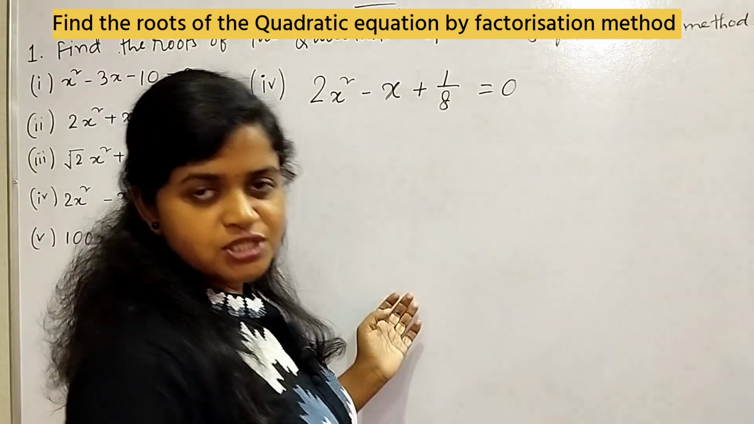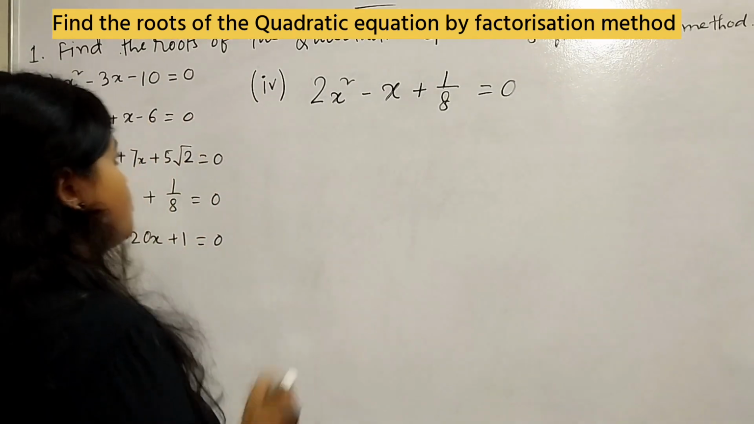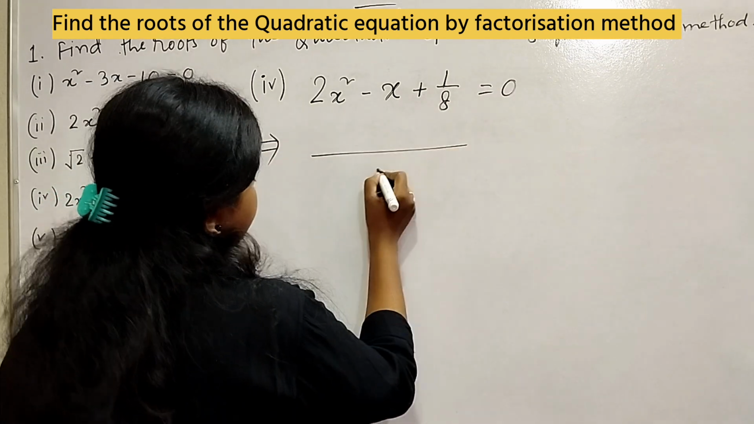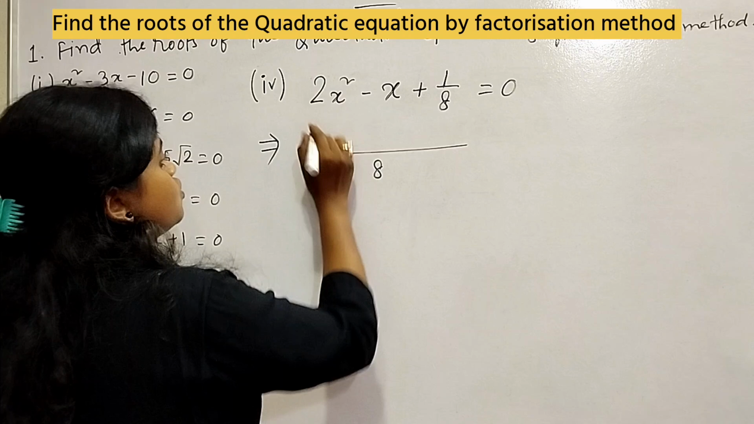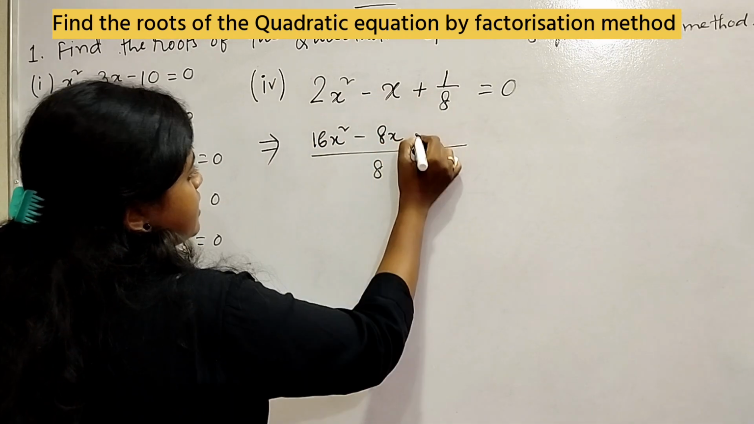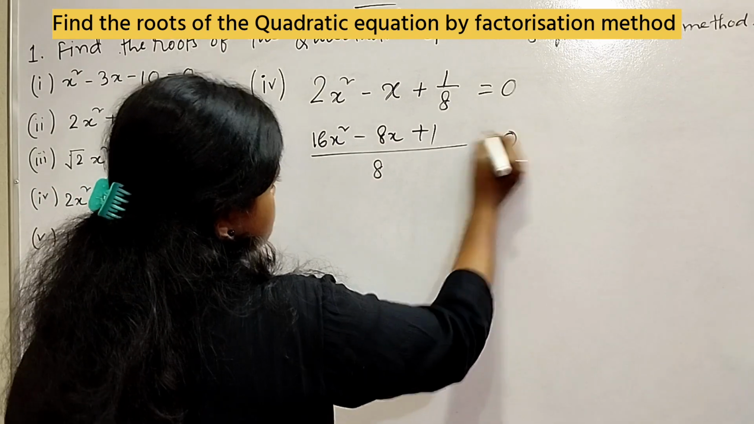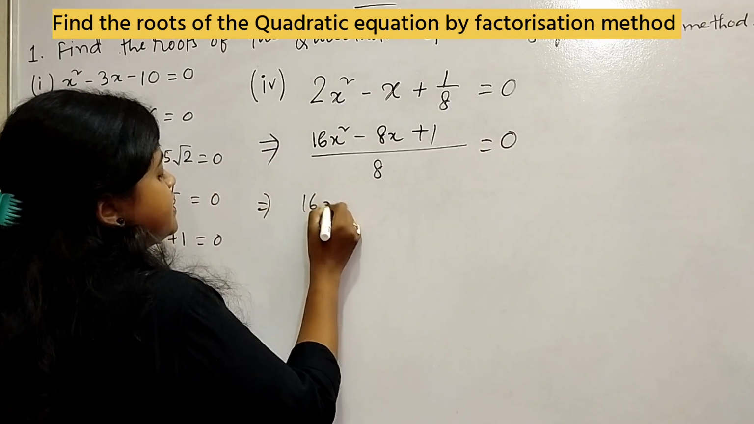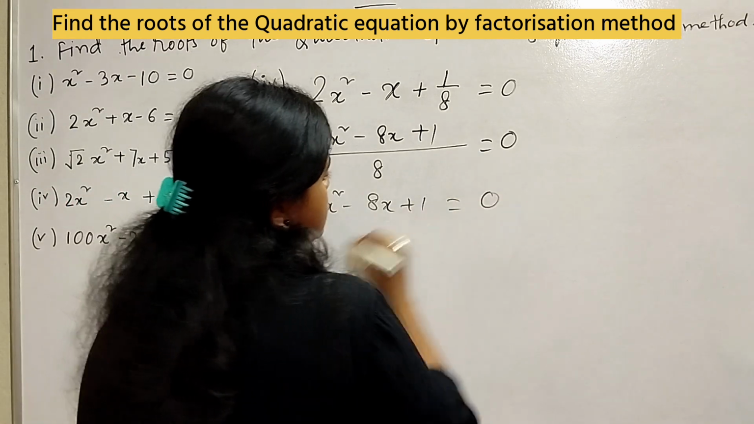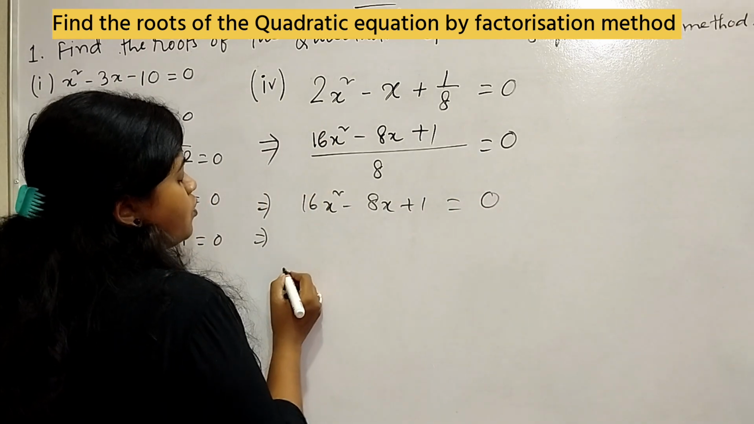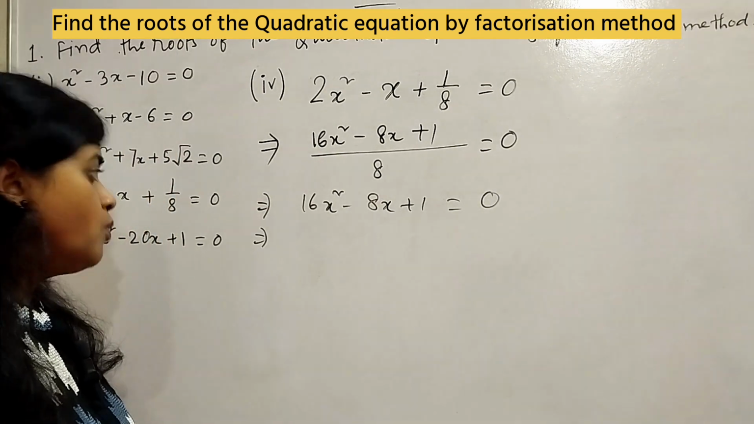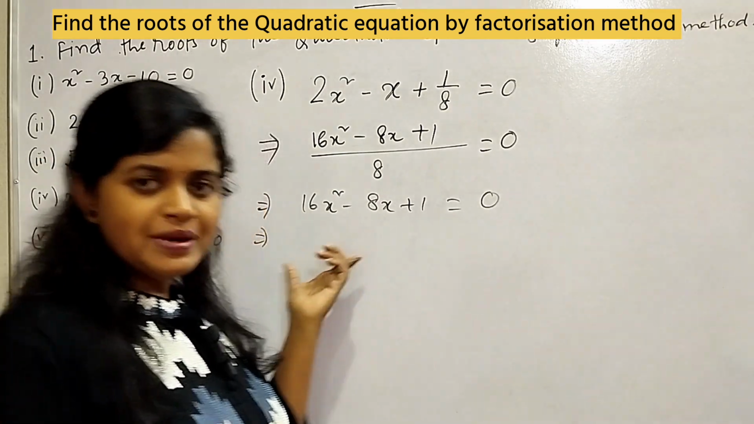Now we will discuss question number 4. Let us simplify this. We will take 8 as the LCM. So 16x square plus 8x minus 8x, and this 1 equals to 0. So 16x square minus 8x plus 1 equals to 0. Now this is in the form of a quadratic equation, so we have to factorize it by the middle term factor method.